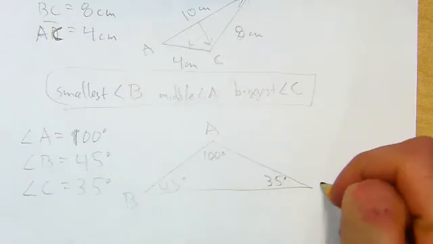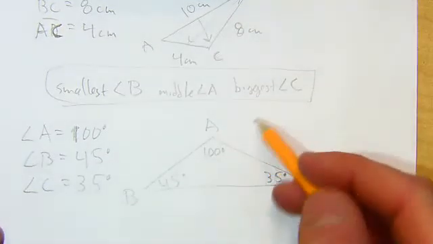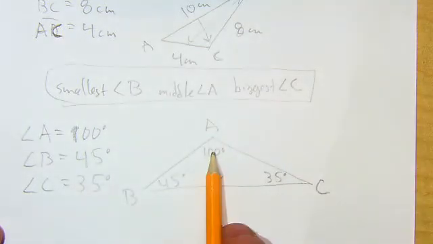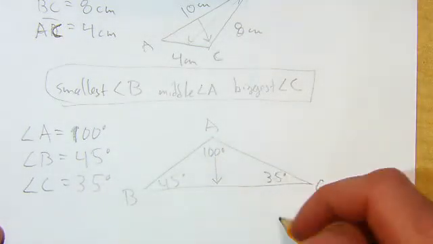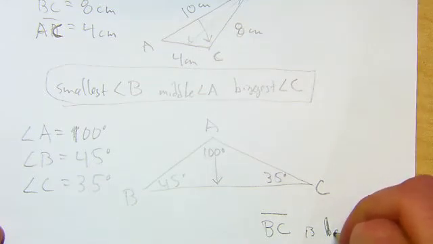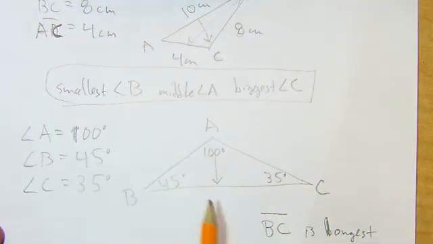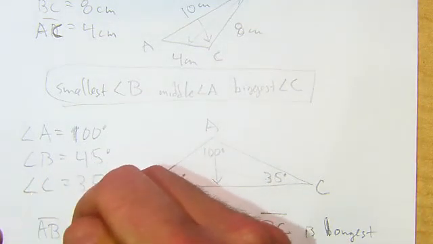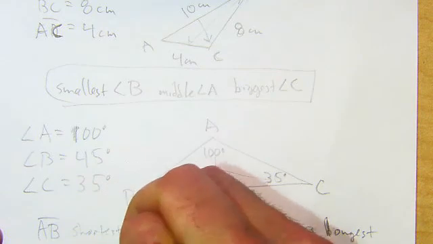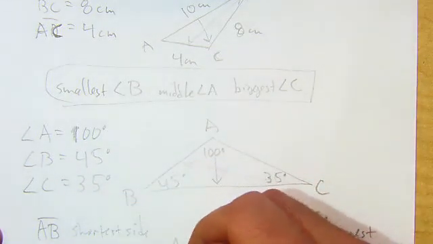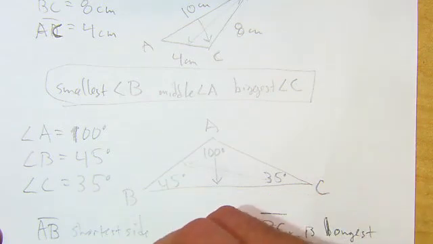Okay, so the biggest side is now across from the biggest angle. All right, here's the biggest angle, go across, BC is the biggest side. Longest, probably makes more sense to say longest. The smallest angle, if we go across to AB, is the shortest side, and so that leaves you with across from here, AC is the middle side.